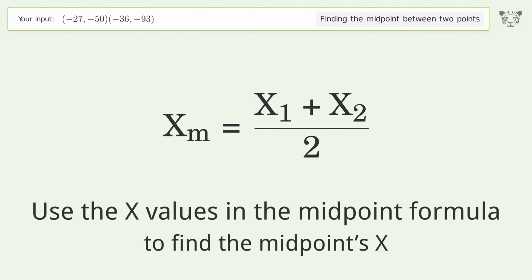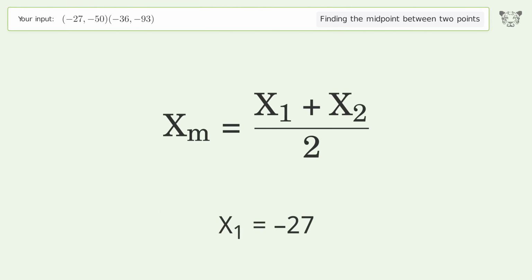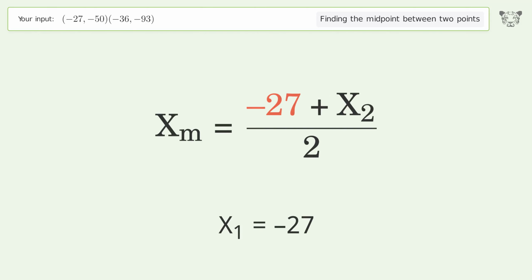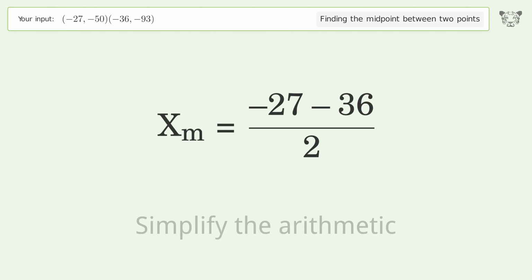Use the x values in the midpoint formula to find the midpoint's x. x1 equals -27. x2 equals -36. Simplify the arithmetic.